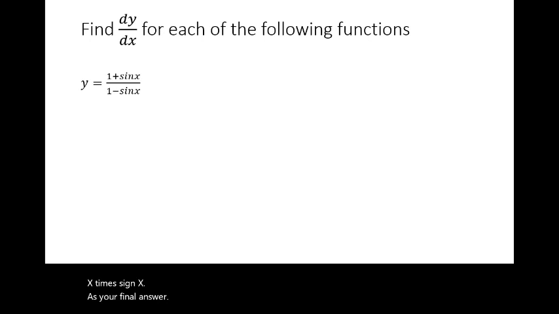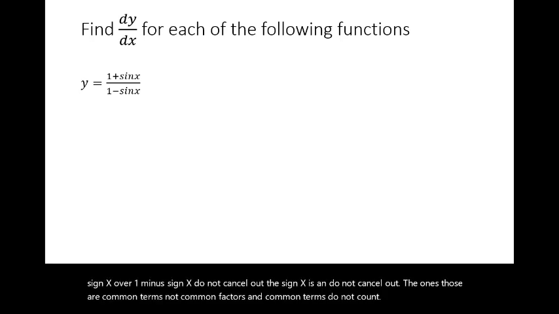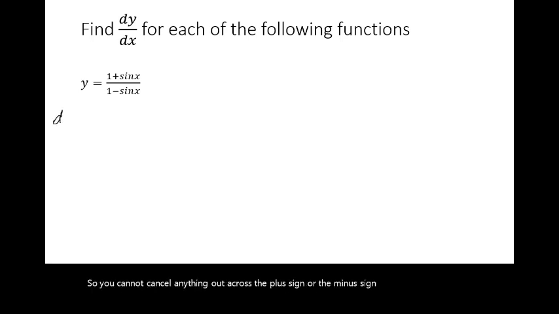So we're going to do this same thing. We're going to find dy dx for this next function, 1 plus sine x over 1 minus sine x. Do not cancel out the sine x's and do not cancel out the 1's. Those are common terms, not common factors, and common terms do not count. So you cannot cancel anything out across the plus sign or the minus sign. What we're going to need to find this derivative is the quotient rule.